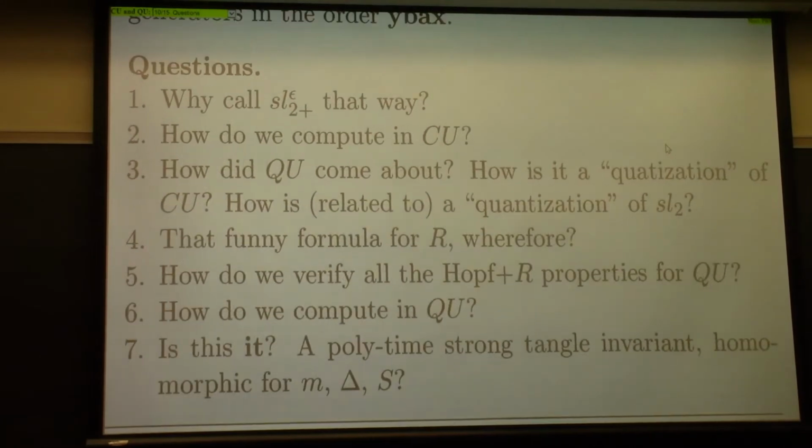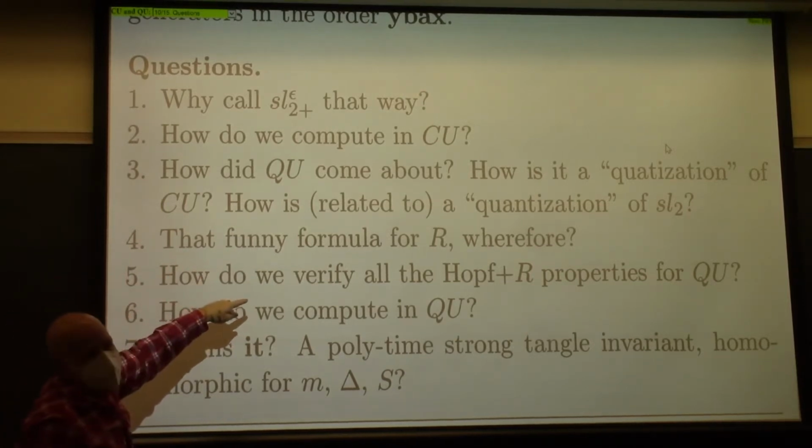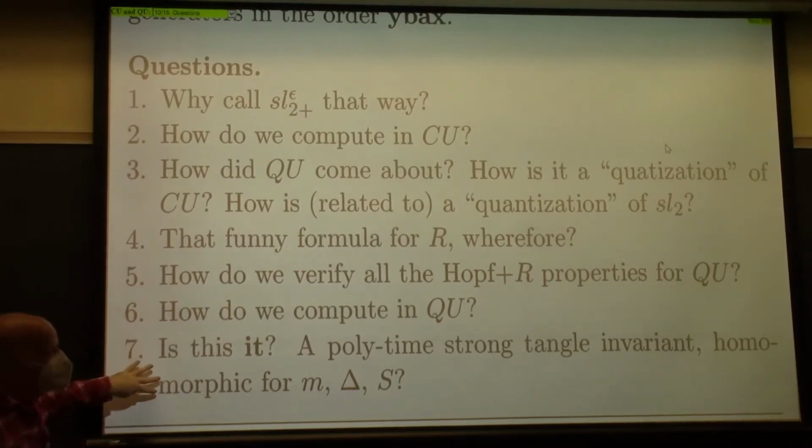And then come the big questions. So where is SL2 plus epsilon coming from? Why does it deserve the name that I gave it? How do we compute in CU and QU? Where does it come from? Where is the formula for R coming from? How do you compute with it? All of that. And at the end, did we succeed? Did we achieve the goal?